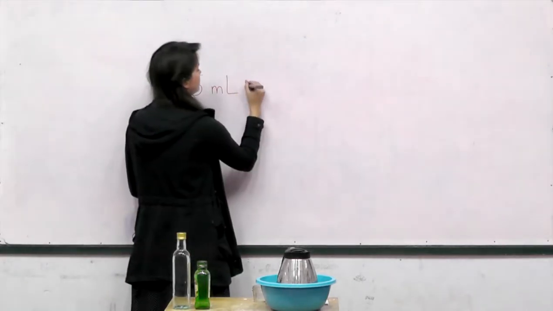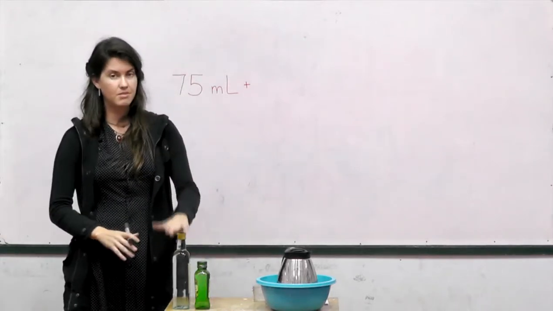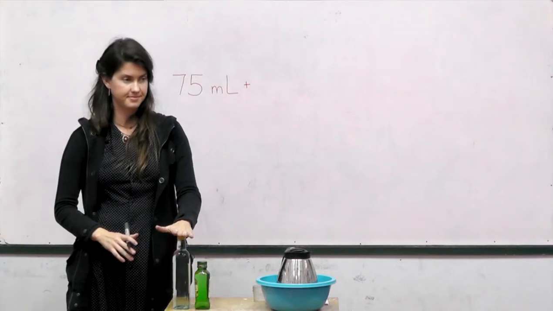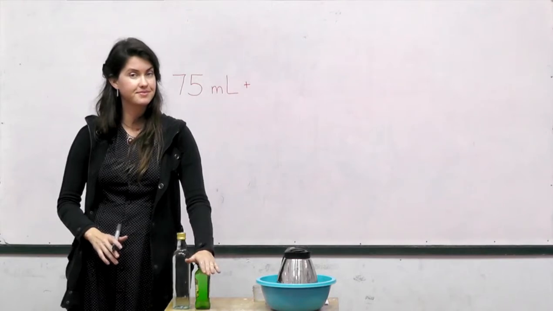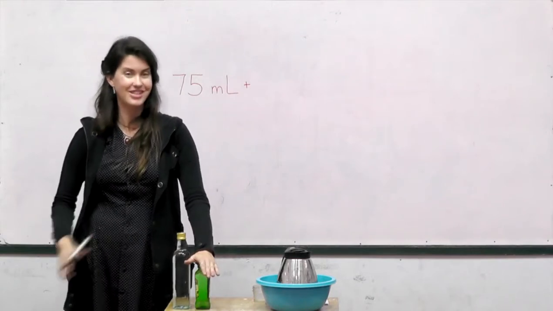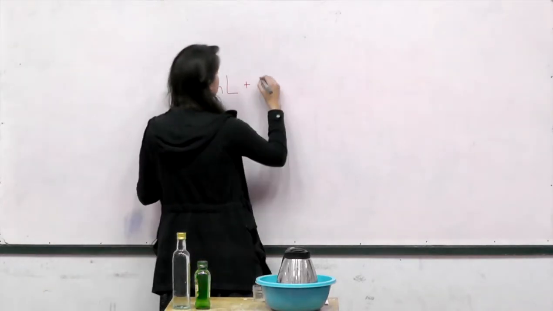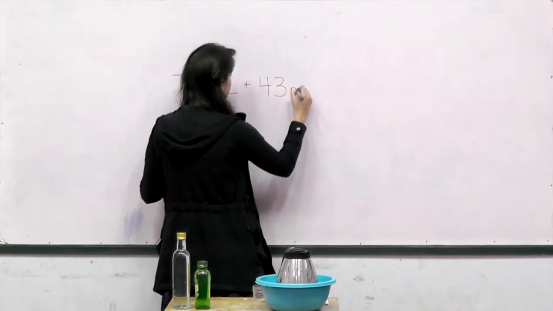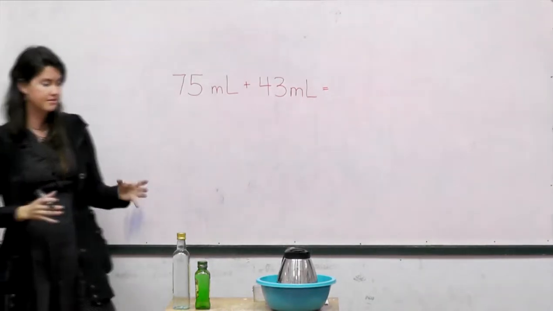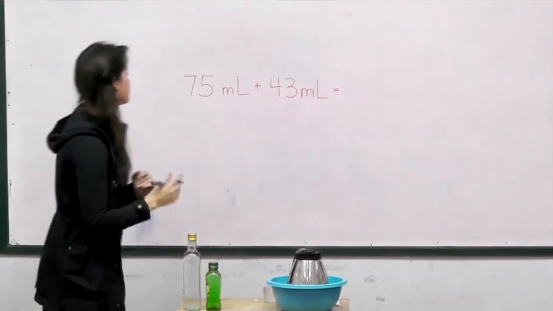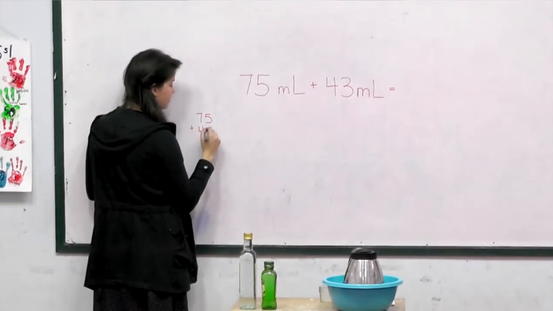So we're going to add, because we want to know the total. How many milliliters were in this bottle? 75. How many milliliters were in this bottle? 43. Good, 43. So we're going to add 75 plus 43. All together is 118. And our equals means all together. So if we have to on the side, it's totally cool to just go 75 plus 43.